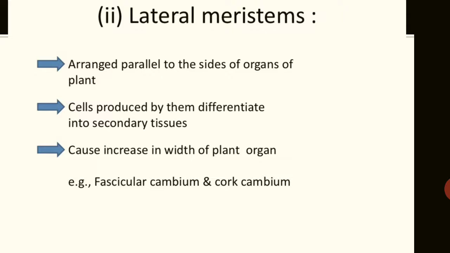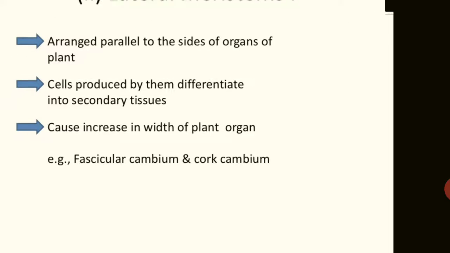The cells produced by them are differentiated into the secondary tissues. The first one was the primary tissues; then again when it divides, it is known as the secondary tissue. It also causes an increase in the width of the plant organ. Due to these lateral meristems, the plant increases in width also. The important lateral meristems are known as fascicular cambium and sometimes cork cambium also. These are the lateral meristems.